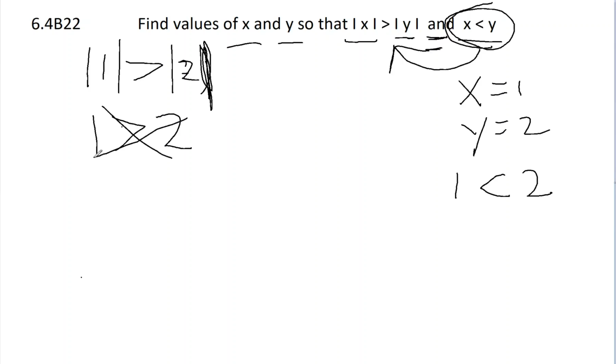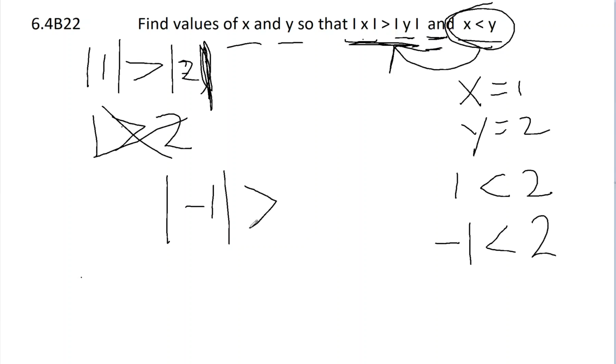Now what would happen if we thought in terms of integers and gave x a negative value? So what if we said that x is negative 1 and y is, let's just call it 2 again, a positive value. Now let's go back over here to absolute value and put negative 1 here is greater than the absolute value of 2. Now the absolute value of negative 1 is 1 unit away from 0, so it's 1. Is 1 greater than 2?